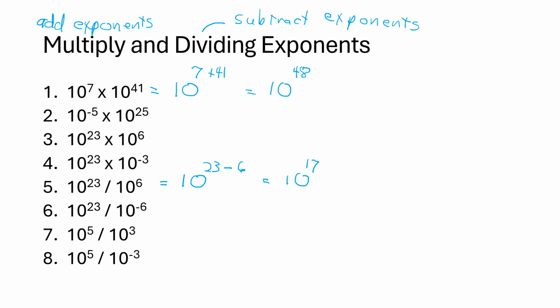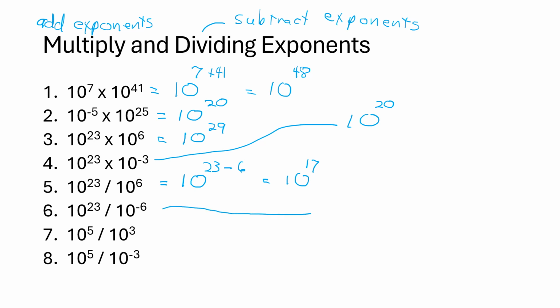All right, so on the second one, we're going to have 10 to the negative 5 plus 25, right? If we're going to add those exponents, that's going to work out to be 20. On the next one, we're going to have 10 to the 29th, if we just add those two exponents. And I am out of room, so for number 4, we're going to have 10 to the 20th, because 23 minus 3 is 20.